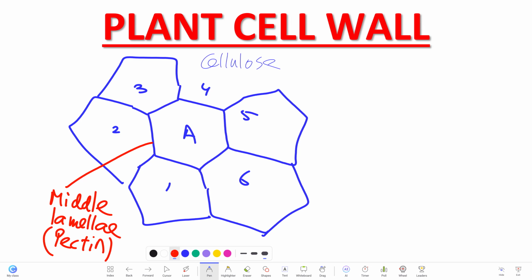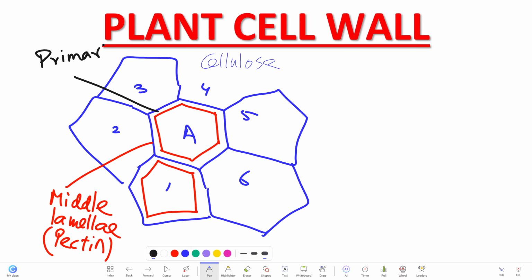And inside this, you find another cell wall. This is the cell wall of A. And this is the cell wall of 1. So this is not common. What is common between A and 1? Middle lamella. That keeps them together. But each has its own cell wall. This cell wall is called the primary cell wall. What is primary cell wall made up of? Cellulose. Okay? Primary cell wall is made up of cellulose.